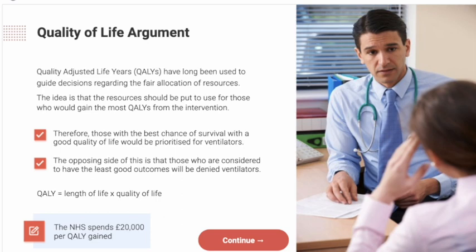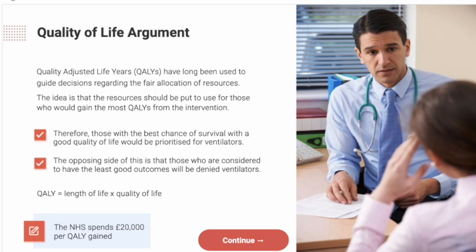100%. So therefore, those with the best chance of survival with a good quality of life would be prioritized for ventilators. In this argument, I'm not saying this is the way we should go about it, but it's an argument. The opposing side of this is that those who are considered to have the least good outcomes will be denied ventilators. So it's a similar thing, just reversed around. Who's going to have the most to give later, or who is going to have the least, in effect.